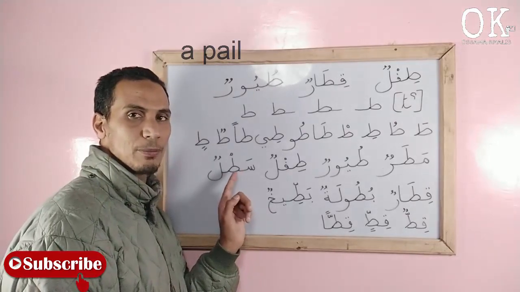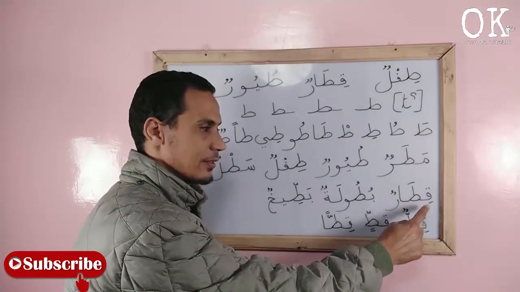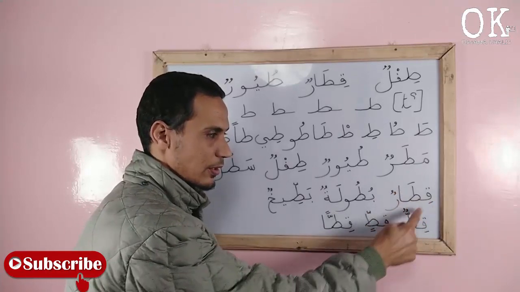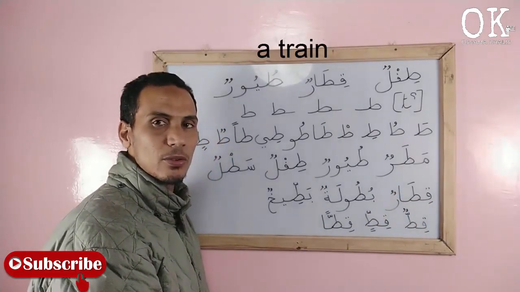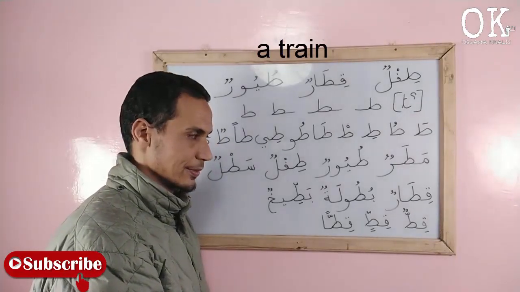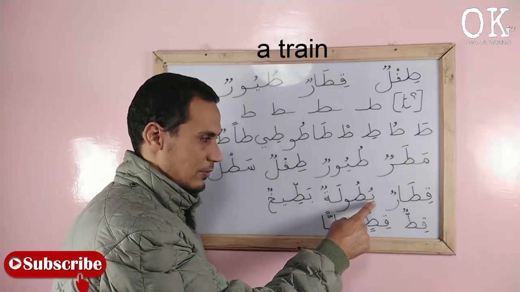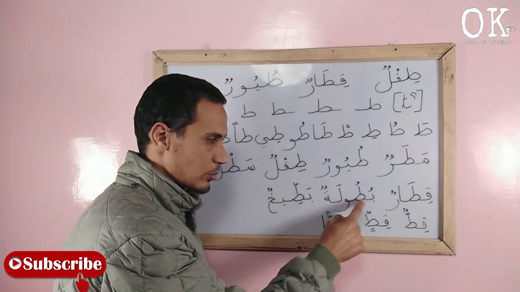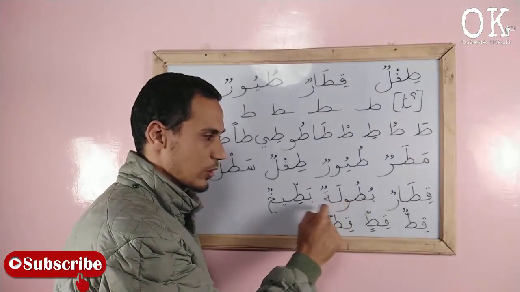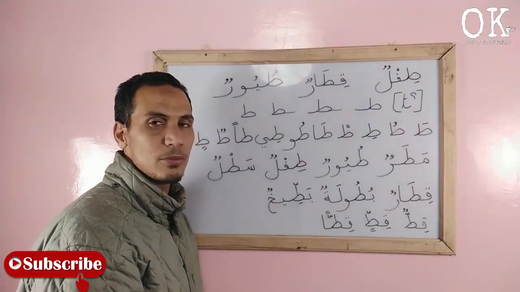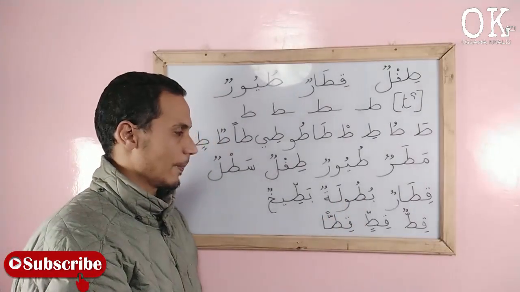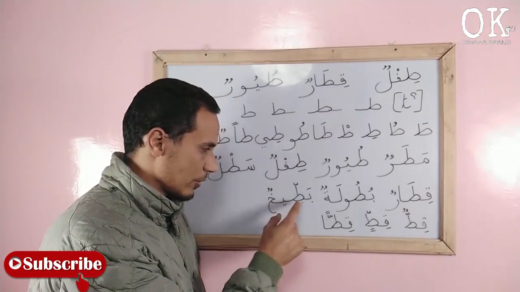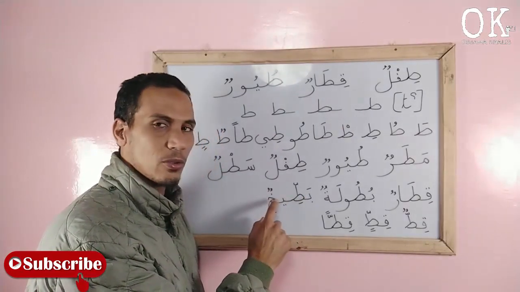And here we have sa, ta, lun, satlun. Satlun means a pail. Qi, ta, run, قطار. قطار means a train. Here we have بطولة. بطولة means a championship. Here we have بطيخ. بطيخ means melon.